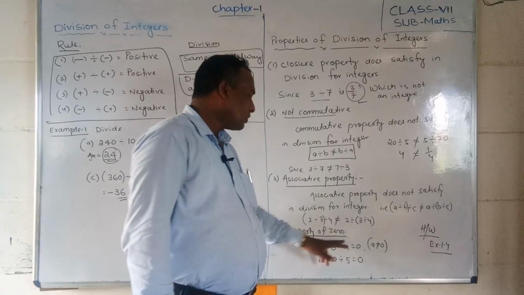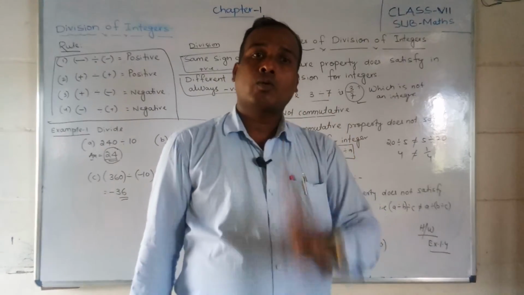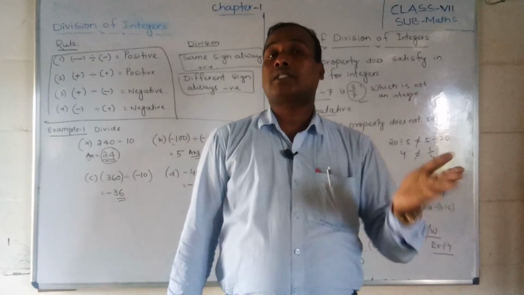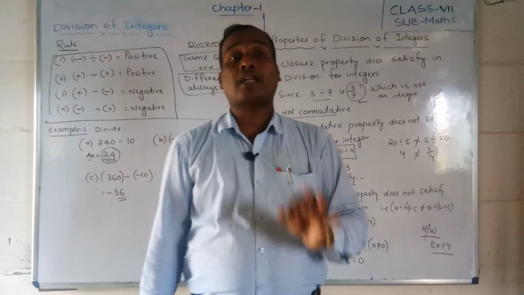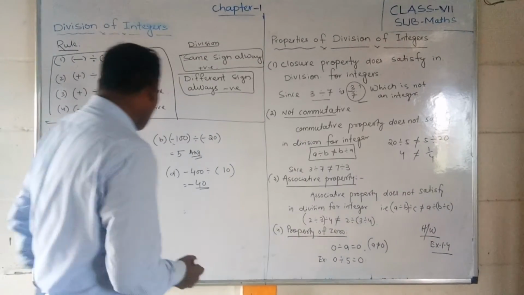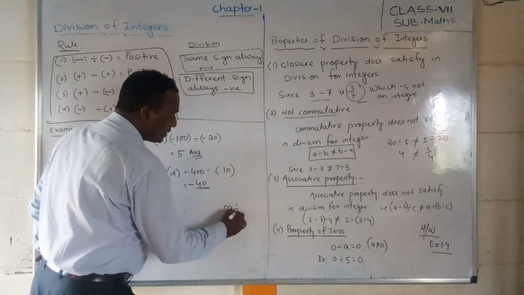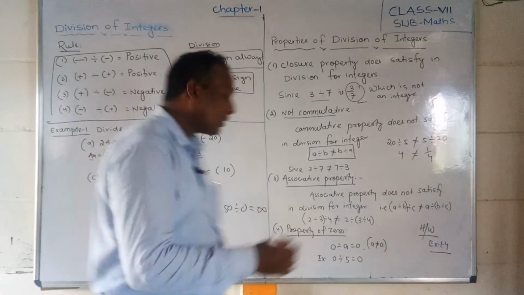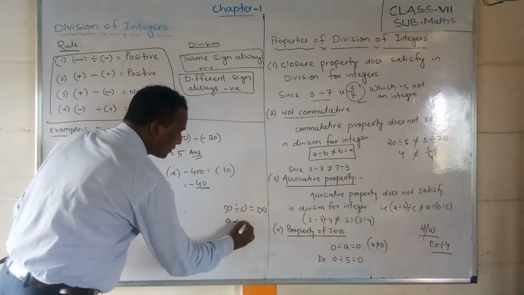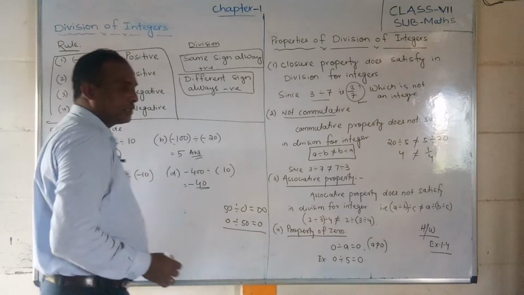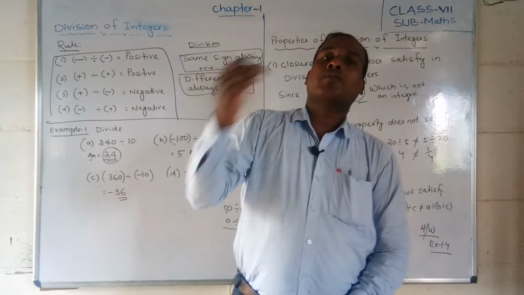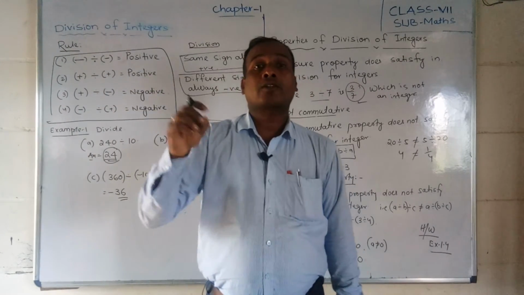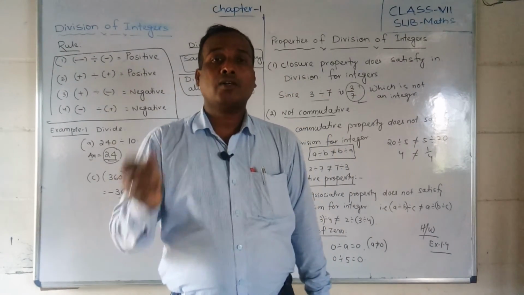Students, you know 0 divided by A is equal to what? 0. Remember that. But something divided by 0 cannot be defined. Just remember, students, suppose 50 divided by 0, what is the answer? Undefined. But 0 divided by 50 is equal to 0. So 0 divided by something is equal to 0, and something divided by 0 cannot be defined. That is called infinite or undefined.